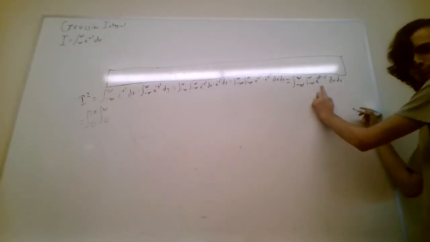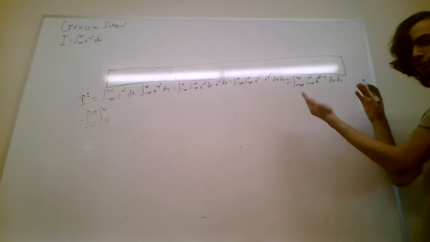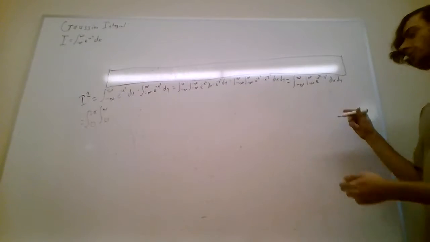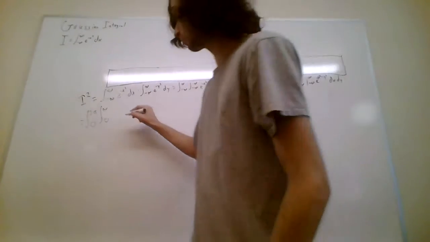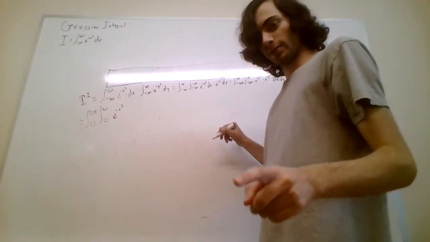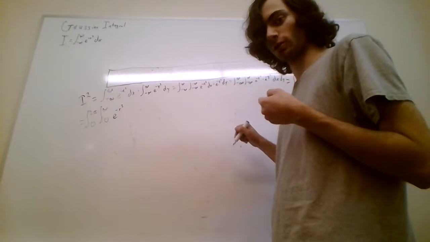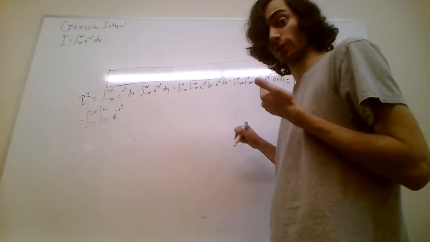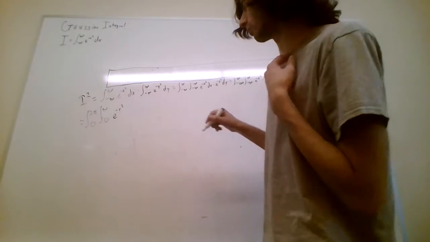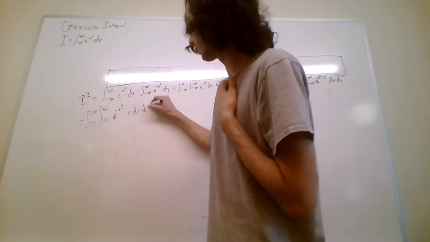e to the negative x squared minus y squared is equal to e to the negative times x squared plus y squared. Well, x squared plus y squared is equal to r squared. So it's going to be e to the negative r squared. And in polar, you have to multiply the integrand by r. I might do a video on that. It has to do with the Jacobian, but it's going to be r d theta.